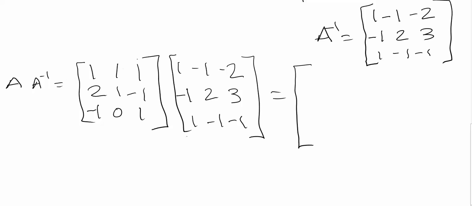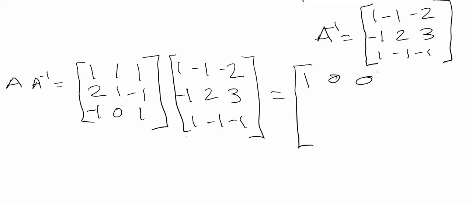So the first row of A times the first column of A inverse gives me 1 minus 1 plus 1, and that sums to 1. Now I take the first row of A multiplied by the second column of A inverse to get minus 1 plus 2 minus 1, and that's 0. Then the first row of A times the third column of A inverse gives us minus 2 plus 3 minus 1, or 0.